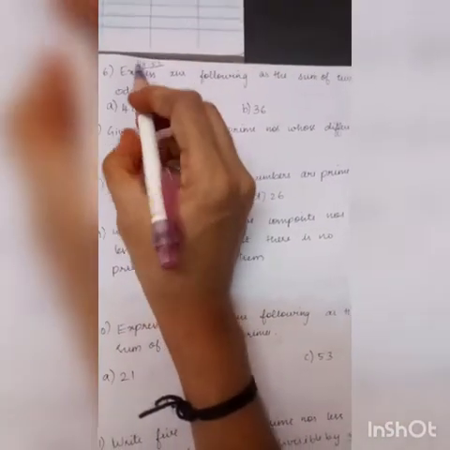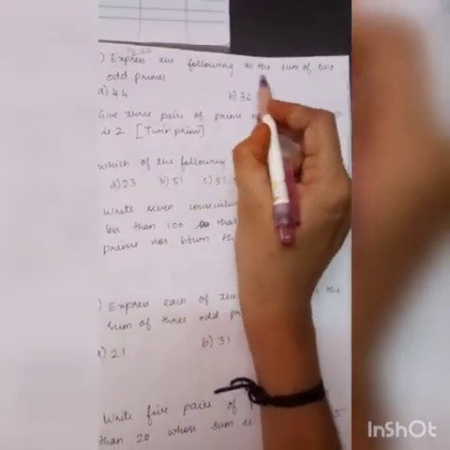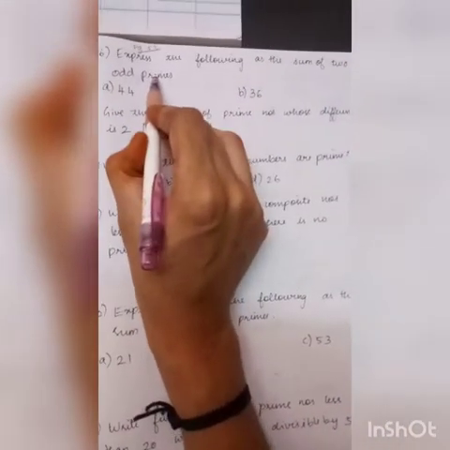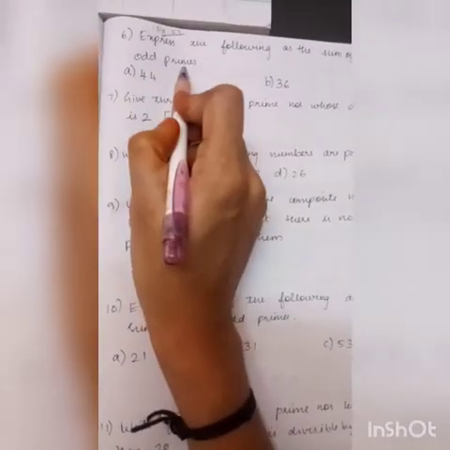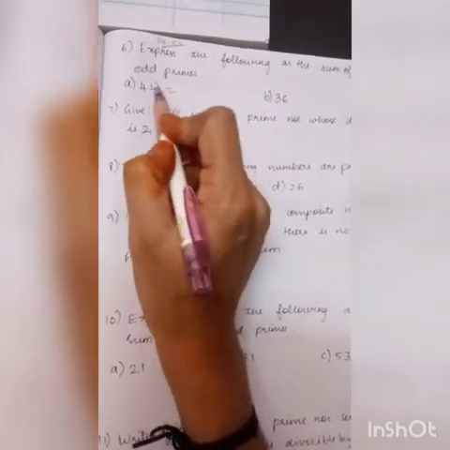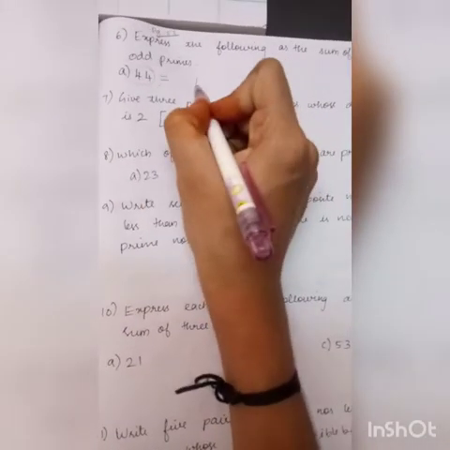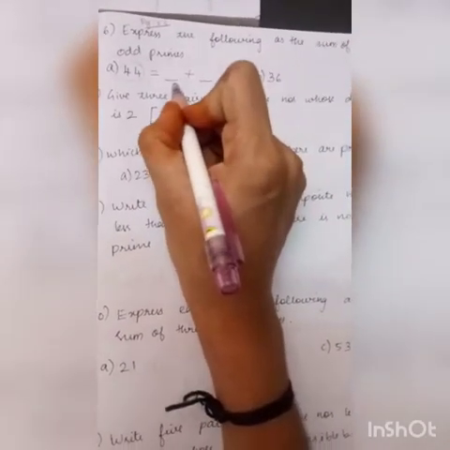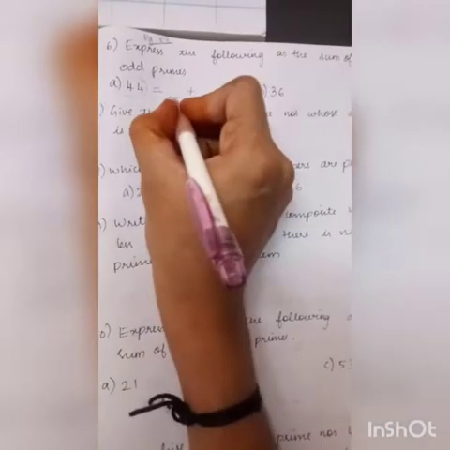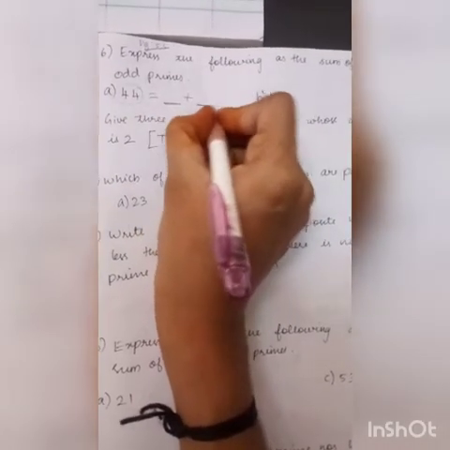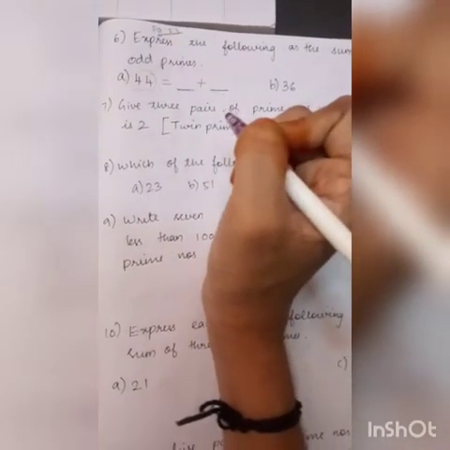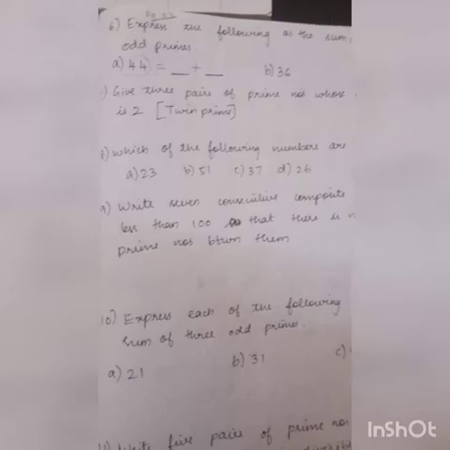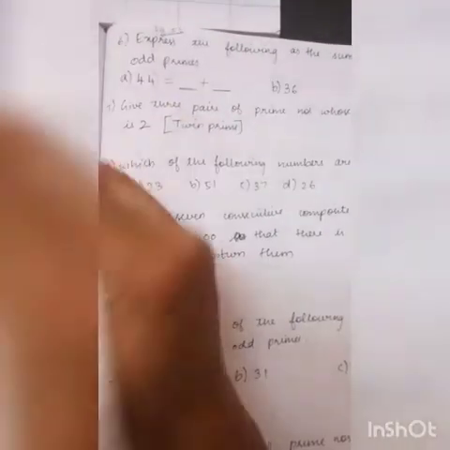What is the sixth question? Express the following as the sum of two odd primes. Here 44 is given. We are going to represent this 44 as the sum of two odd primes. If I add two odd primes, I should get 44 as my answer. Okay, you can think, and you can frame many answers yourself.